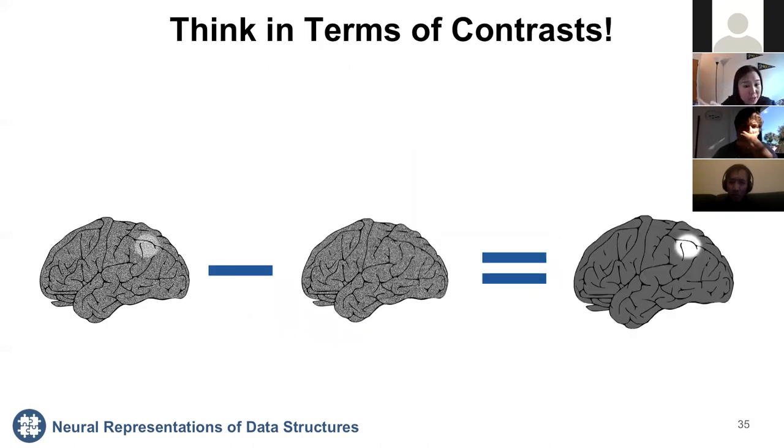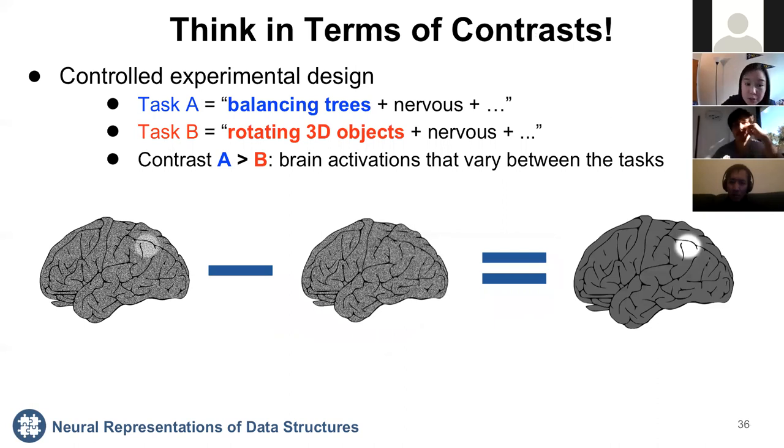Thus, to detect brain activation, we have to think in terms of contrasts. It requires a rigorous controlled experimental design: what tasks are you using to contrast the brain activities of interest? That is why, for example, in this study, we include mental rotations. Let's say in task A, I am balancing a tree, but I'm so nervous of the fMRI tube. In task B, I'm rotating a 3D object, and I'm also so nervous. Then by contrasting task A and task B, we can obtain the brain activations that vary between the actual tasks instead of unrelated factors like being nervous. The greater than sign here is the symbol that psychology people use to represent contrast-based analysis.